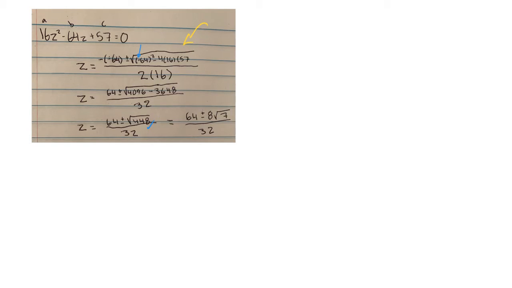And then, oh, you simplify this. So 448 is the same as 64 times 7, and the square root of 64 is 8. That's where you got that. Perfect. Okay, so things are looking perfect to that spot.